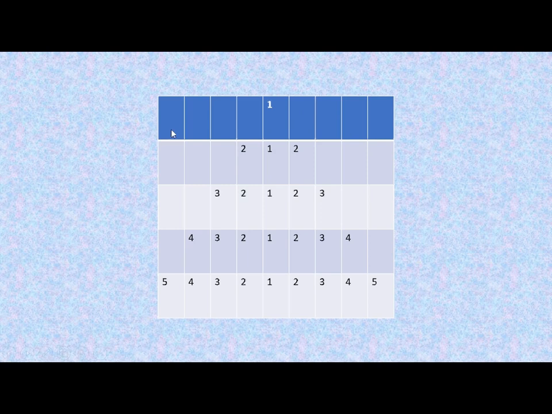For instance, when the row number is 1, the total number of blank spaces is the total number of rows minus the current row number. So here we have 5 minus 1, which is equal to 4 blank spaces. Similarly here we will have 5 minus 2, so 3 blank spaces. Now here we have 5 minus 3, so 2 blank spaces. Similarly here we have 5 minus 4, so 1 blank space. And here 5 minus 5, so 0, and so no blank space for row number 5.